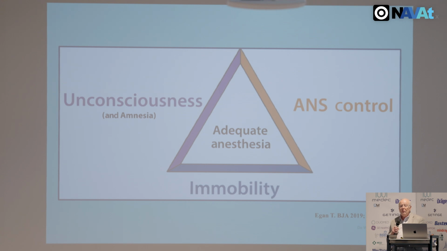These are the three goals that we try to achieve when we give a general anesthetic. We want unconsciousness and or amnesia. We want autonomic nervous system control. We don't want extreme tachycardia and hypertension. And we want some degree of immobility so that the surgeons can do their work. They don't like to hit a moving target. They're not good enough for that.